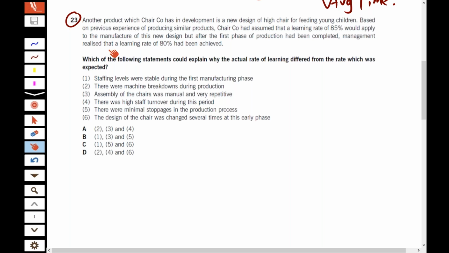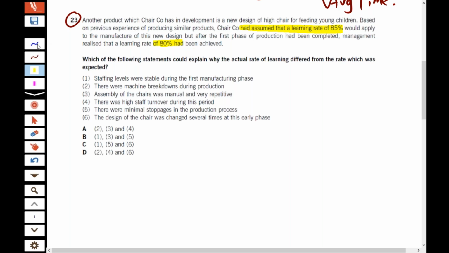Okay, now I am reading the question. Another product which the chair company has in development is a new design of high chair for feeding young children. Based on the previous experience of producing similar products, the chair company had assumed that a learning rate of 85% would apply, but after the first phase of production had been completed, management realized that a learning rate of 80% had been achieved.